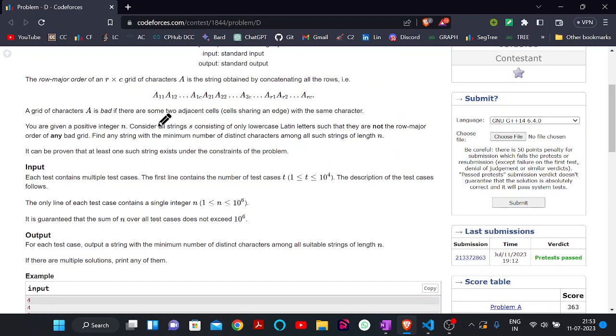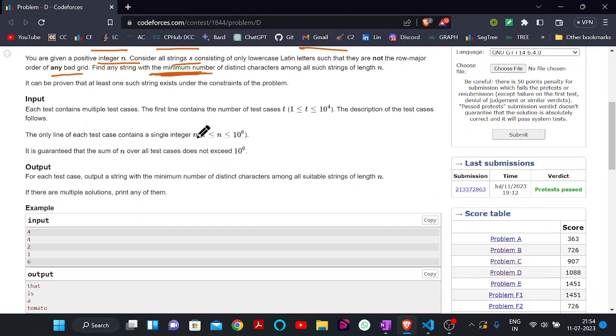Where it is written that a grid of characters is bad if there are two adjacent cells with the same character. You are given a positive integer n. Consider all strings consisting of only lowercase Latin letters, such that there is no row-major order bad grid. That means we need to form a string of size n such that if we form any row-major grid from that string, it should not be a bad grid. So find any string with the minimum number of distinct characters among all such strings of length n. This is the main condition.